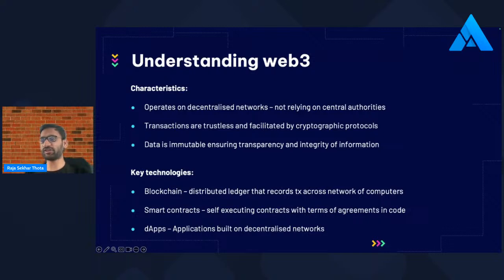Coming to the key technologies of Web3, firstly, the blockchain, which is nothing but a distributed ledger. Whatever transactions happen across this network of computers in Web3 are stored in the blockchain. Second, as I told you, everything works on protocols, and these protocols need self-executing code, which is written in the form of smart contracts. Now you have the technology to store your transactions and the code that is making decisions, and you need applications. In Web3, the applications are known as decentralized applications, which are built on decentralized networks.